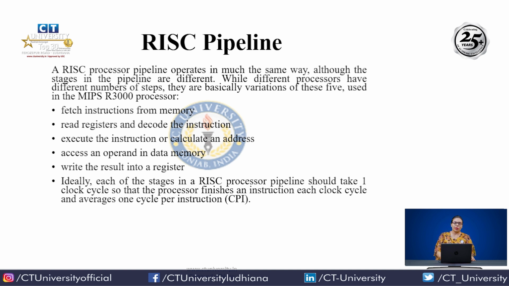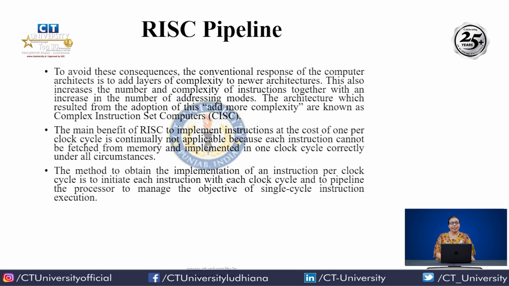So the same steps are followed in the RISC pipeline, but the difference is that in the RISC pipeline we can achieve CPI equal to 1. CPI, that is cycles per instruction, is achieved to be 1. This is not happening in simple pipelining, so that's the basic difference between RISC pipeline and simple pipelining.